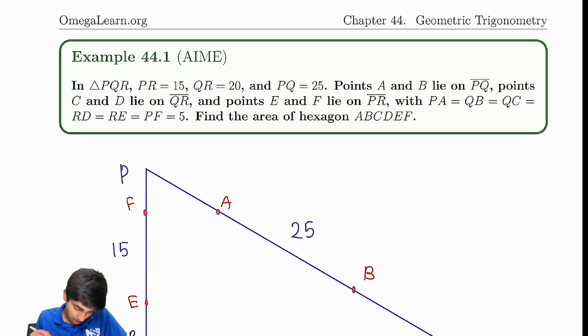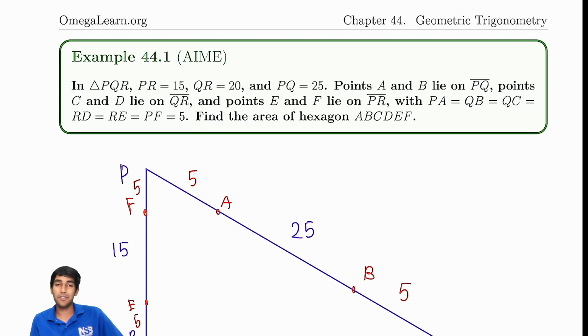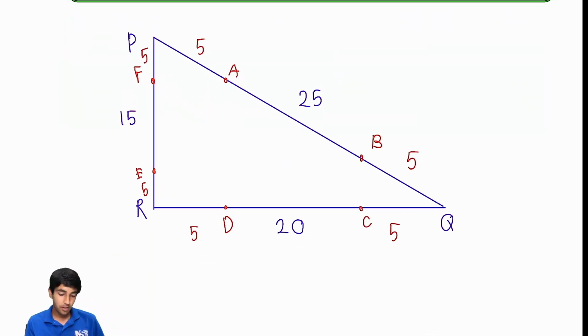Okay. So I think let's flip these. So PA, oh, they're all 5. I did not see that they're all equal to 5. So PA equal to QB equal to QC equal to RD equal to RE and PF, you're just going to have to take them as 5, even though it might not seem like it. It doesn't really matter for our purposes, don't worry. So PF, RE, RD, QC, QB, PA, they're all 5.